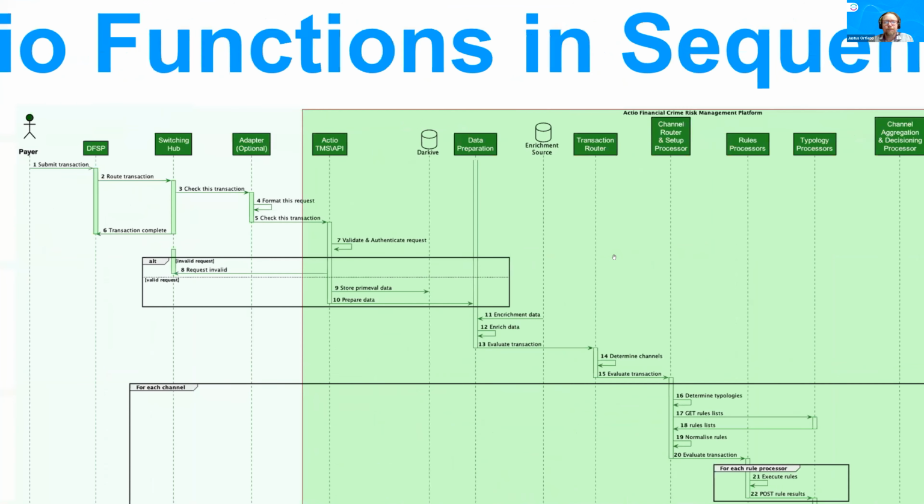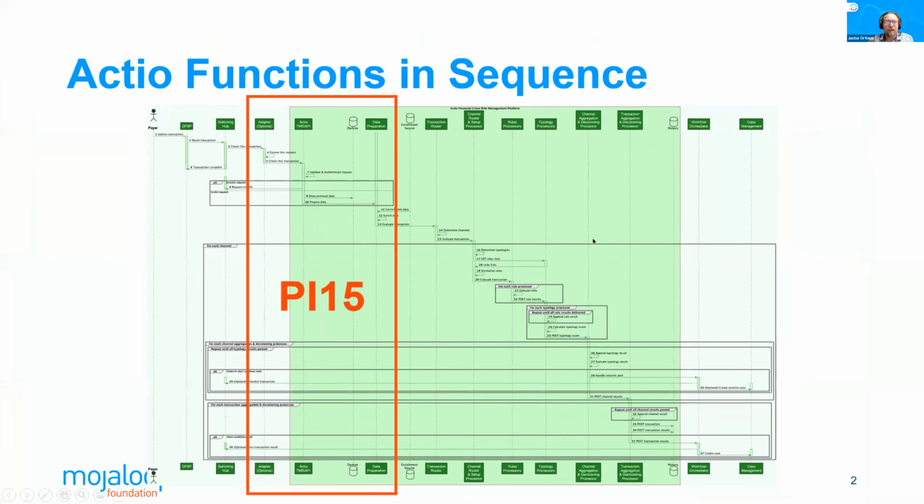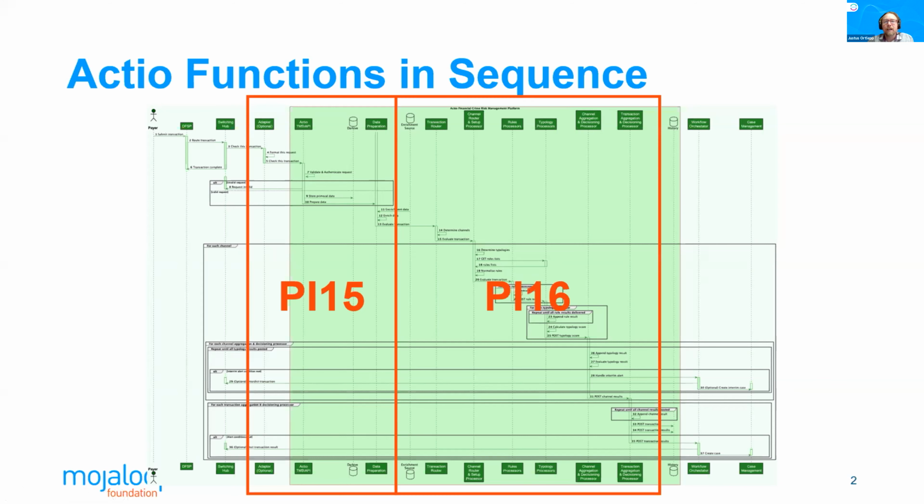Our scope for the PI 15 is this part here. So we'll be building our adapter. We'll be building and updating the Actio transaction monitoring service API. And then we'll also be doing our data preparation work through NiFi, where we are ingesting enrichment data from a source. We don't know what that source is yet, but that's part of the work that we'll be doing in the PI. And then just looking forward, this is the work that we'll be doing in the next PI.